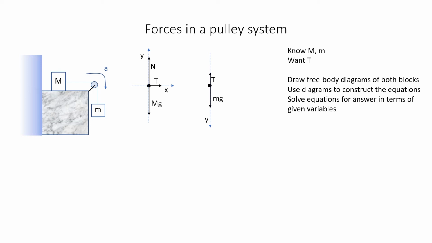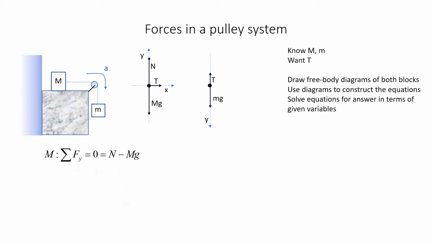Now I've drawn the free body diagram for the mass on the table. It has a normal force pointing upward, mg pointing downward, and tension pointing to the right. The tensions have the same magnitude between the two diagrams, and I'm free to call positive upward for the mass on the table.